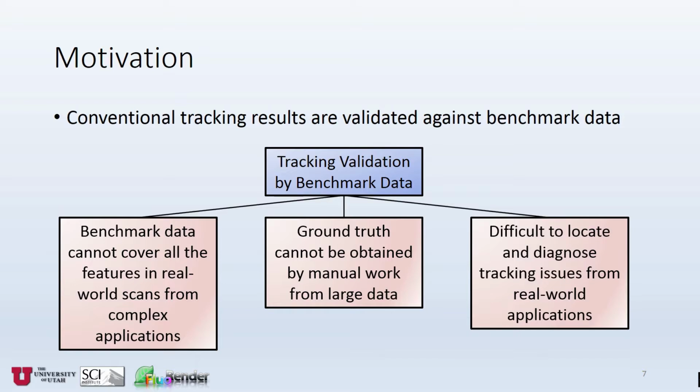Another problem is that, once a tracking tool fails for one dataset, or part of a dataset, it is very difficult to locate and diagnose its issues and fix them. This is also done manually in previous research. If one needs to manually check and fix all the tracking issues, there is again no need for an automatic tracking tool.